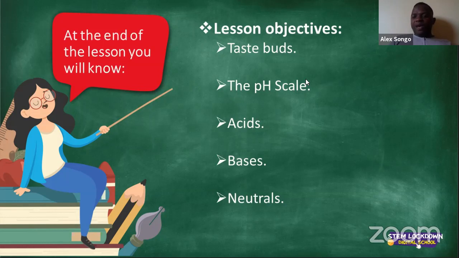Just in case you are not aware, this is Natural Sciences, grade 7. I see we have grown from 25 participants to 54. That is absolutely amazing. So what is it that we're doing today, ladies and gentlemen? Number 1, we are going to look at taste buds. Number 2, we are going to look at the pH scale. Number 3, we are going to do acids. Number 4, we are doing bases. And number 5, we are doing neutrals.